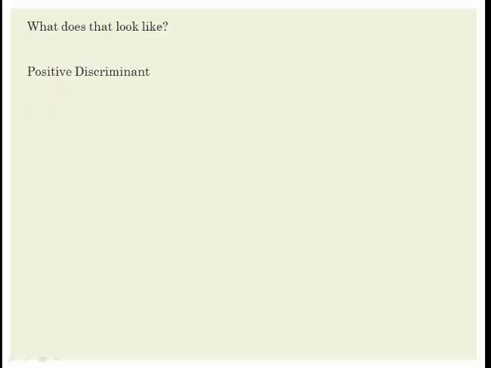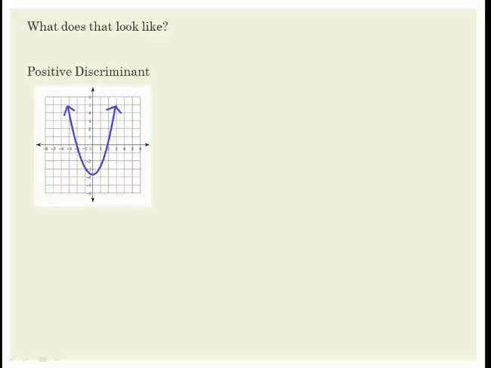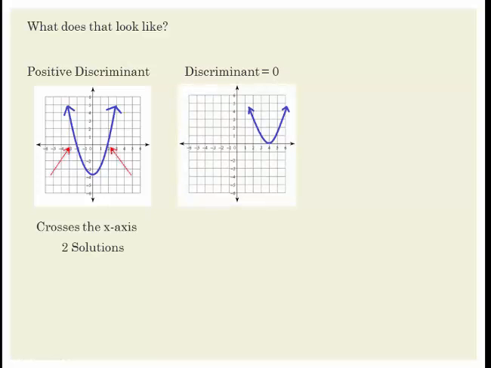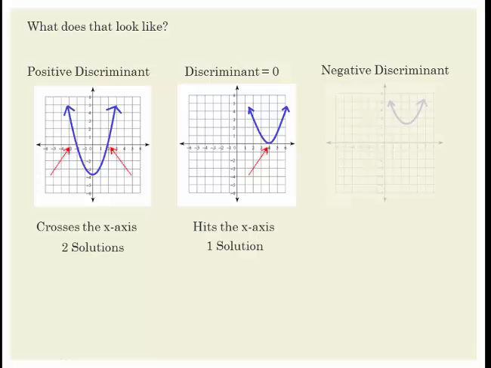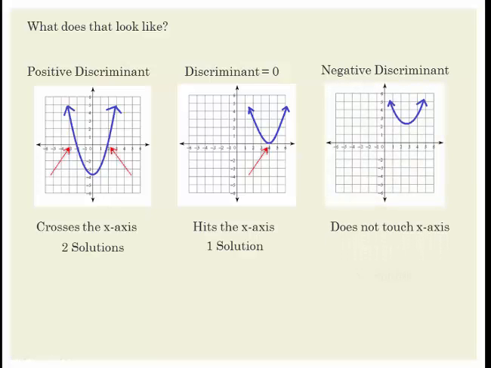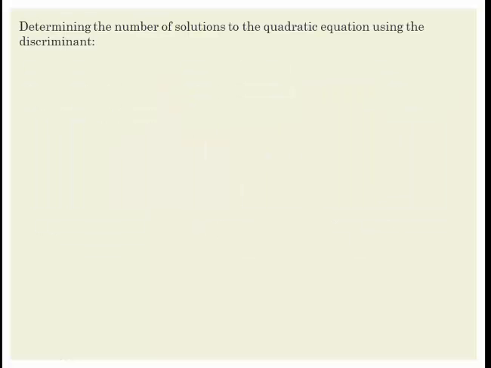Well, if we have a positive discriminant, we have a parabola that will cross the x-axis in 2 points, giving us two solutions. If our discriminant equals 0, we will hit the x-axis in 1 point, giving us one solution. And if we have a negative discriminant, we will not hit the x-axis at all, which means we will have no solutions. So in order to determine the number of solutions, we use the discriminant. And again, our discriminant is b squared minus 4ac.